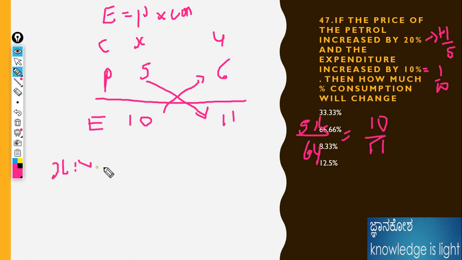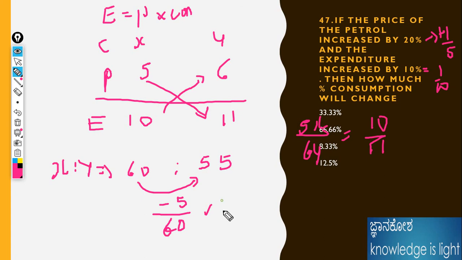That's why 10 6s are 60 for the x value and 55. What is the change from here to here? 5, and what is the initial value? 60. 60 into 100, that means 1 by 12, which is 8.33, the answer for this question. Okay, for the next problem.